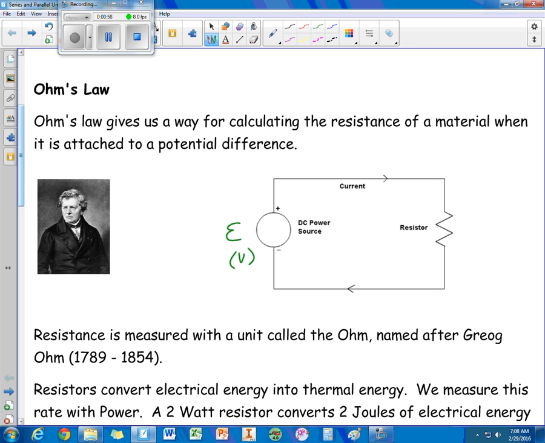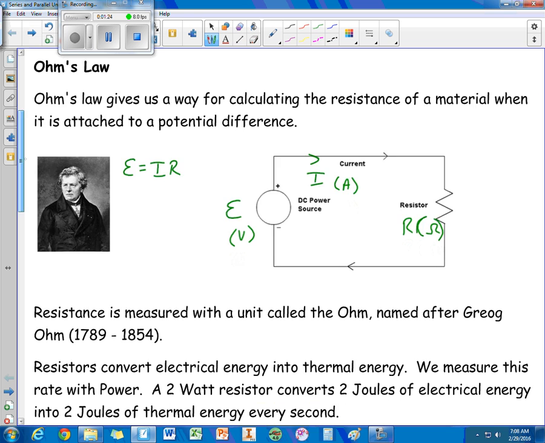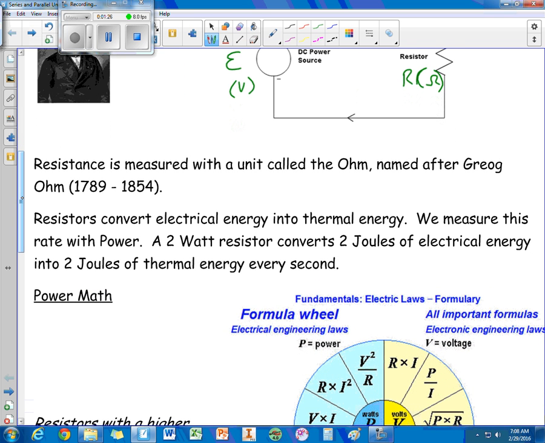Within the wire, typically going from positive to negative, we have our current, which is measured in amps. And then we have a resistor, which is measured in ohms. What Ohm's law tells us is that the electromotive force equals the current times the resistance. Sometimes V equals IR can also be used.